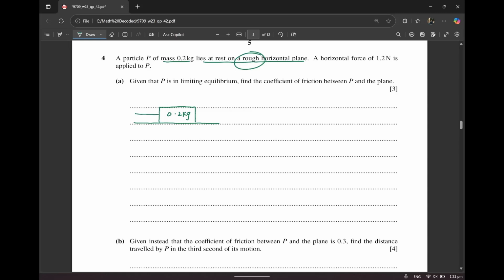All right. So I'll draw a 1.2 Newton force over here, and I know that it has a mass of 0.2 kg, so the force will be acting downwards. That will be weight is 2 Newton. And I also know that a normal reaction force acts upwards. Now, I know that friction F is going to be 1.2, and R is equal to 2 Newton, upwards equals downwards. So we're going to be using the formula F is equal to mu R. Mu is going to be F divided by R, that's 1.2 divided by 2, and that is going to give me 0.6.